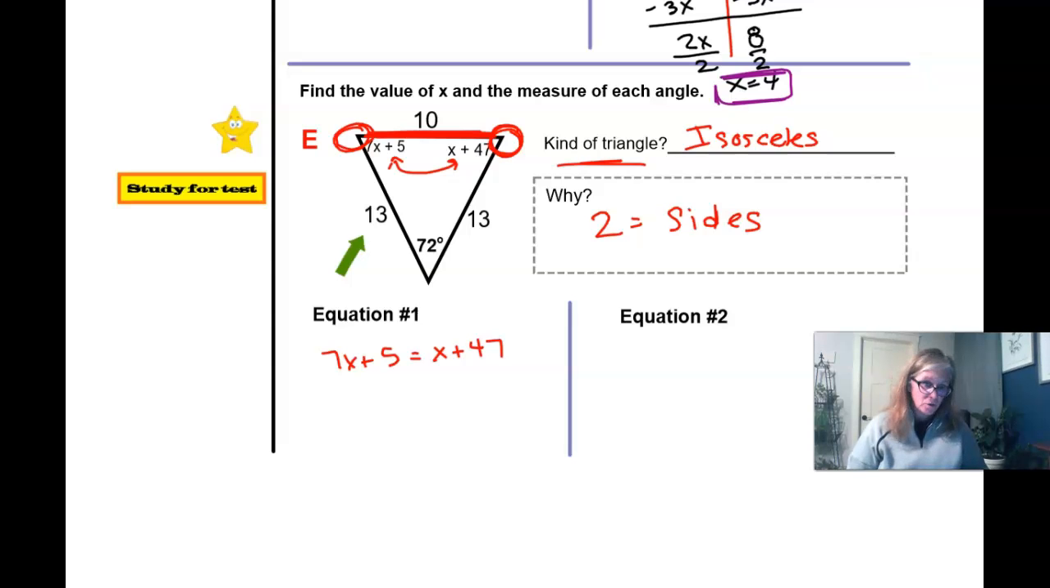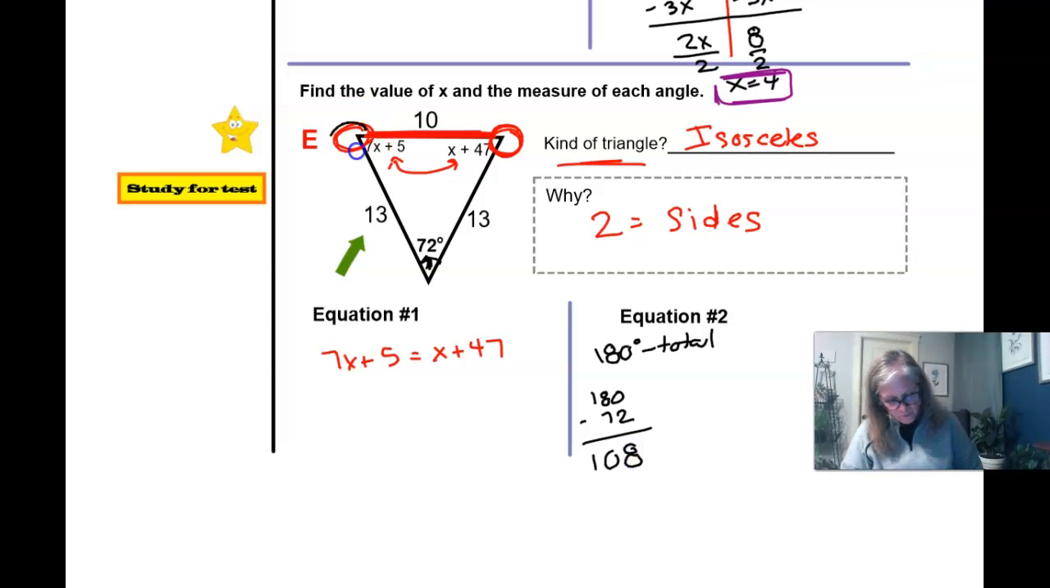The other thing that we could do in this problem is we could always remember that there are 180 degrees total in all triangles. And I already have 72 in one of the corners. So if I take 180 minus 72, that leaves me with 108 degrees. Now think about this. That 108 degrees is really for both of the other two angles.